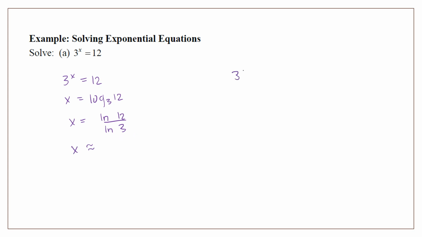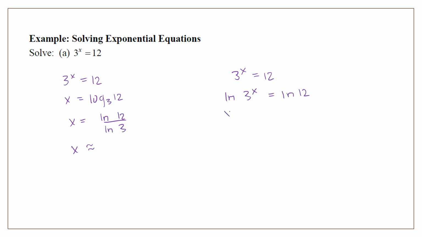Another process that you can take: we have 3 to the x equals 12. We know that for both sides of our equation, we are unable to get the same base. So we can then apply the natural log right away to both sides of our equation.